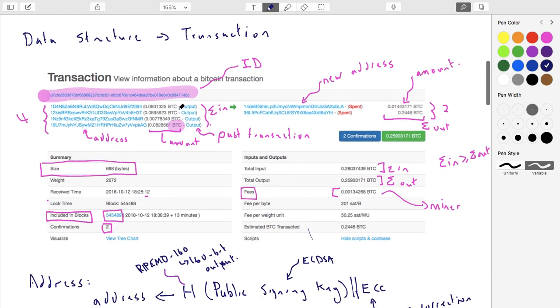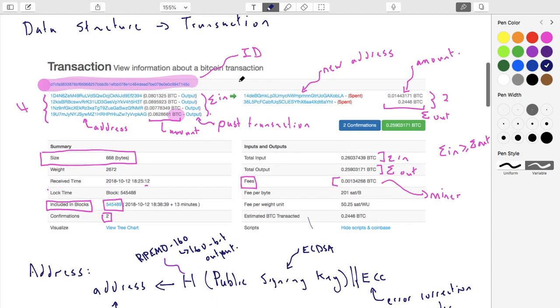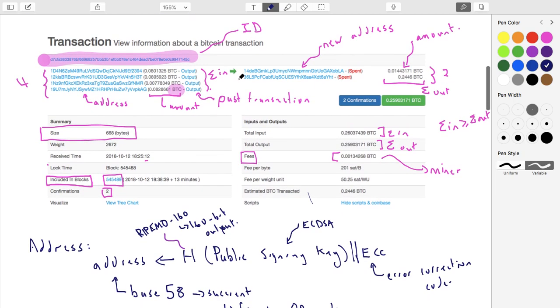What Bitcoin does is it says, what you have is a set of outputs. So let's say that this is the last transaction that happened. So no transaction has happened since this particular transaction, okay?